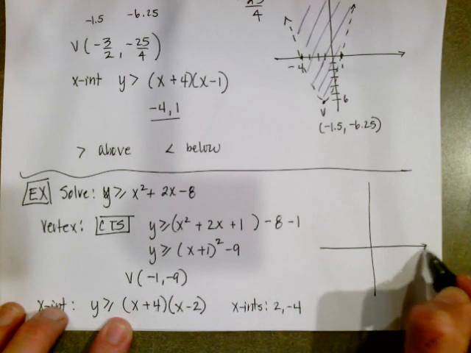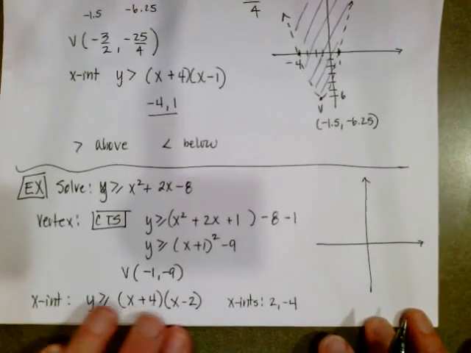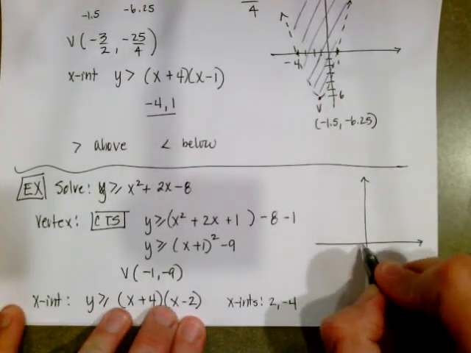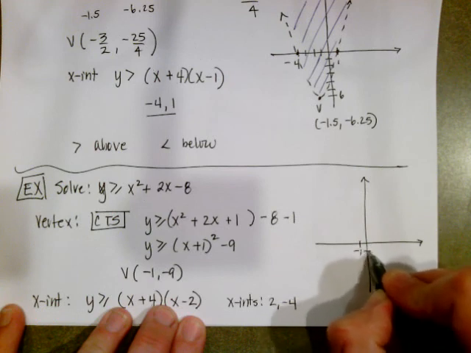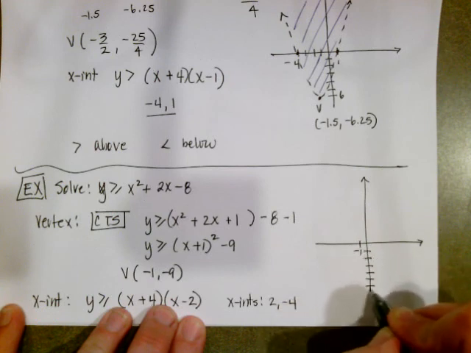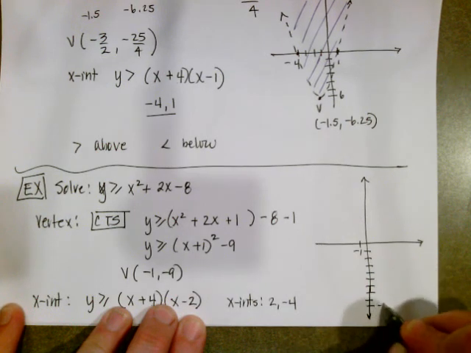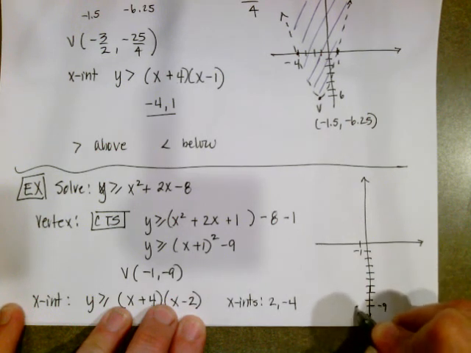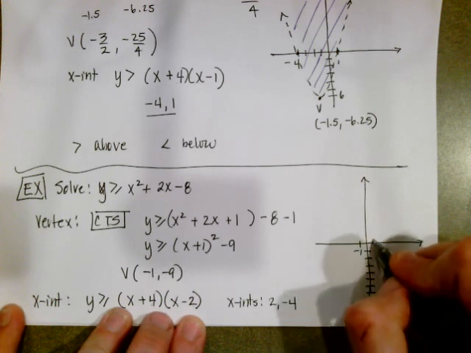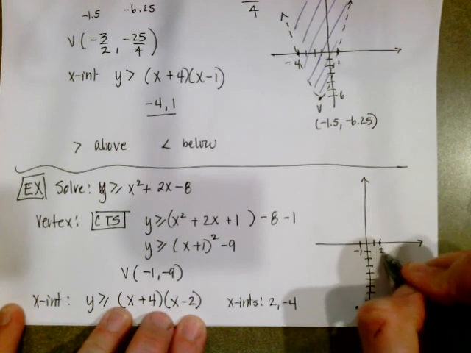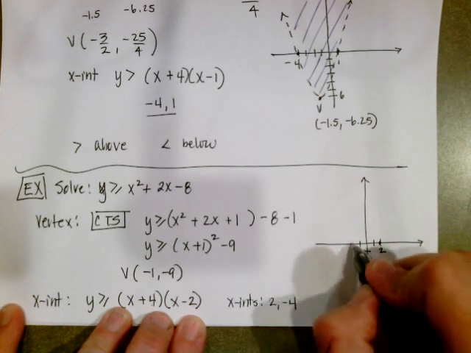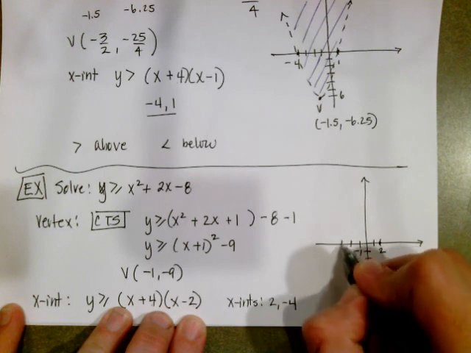Alright, so here's my graph. I know that my vertex is at a negative 1, so there's my negative 1, then 1, 2, 3, 4, 5, 6, 7, 8, 9. There's my negative 9, so there's my vertex. I had an intercept at 2, so there's that intercept. And then I had one at negative 4: negative 1, 2, 3, 4.